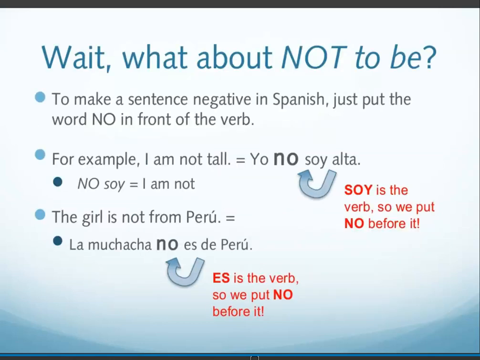Wait, what about not to be? To make a sentence negative in Spanish, just put no in front of the verb. For example, I am not tall. Yo no soy alta. Soy is the verb, so we put the no in front of it. No soy, I am not. The girl is not from Peru. La muchacha no es de Peru. Es is the verb, so we put the no in front of it.